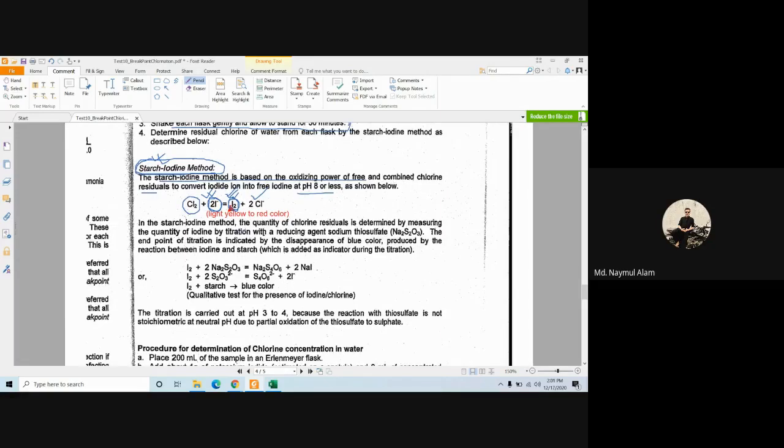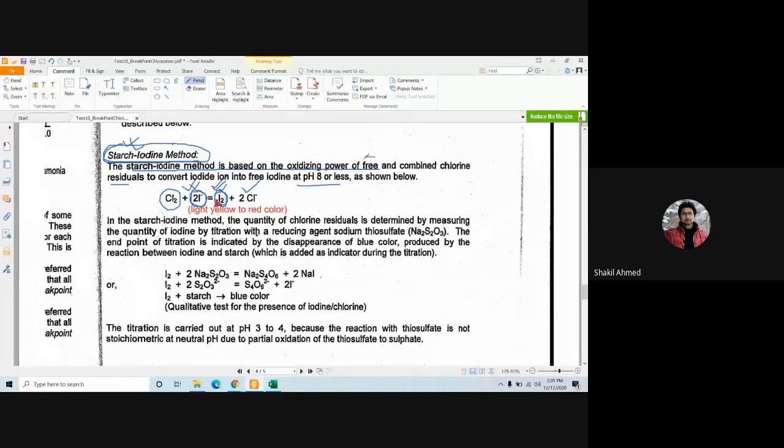This chlorine can be free chlorine, that means HOCl or OCl, or combined chlorine, like monochloramine or dichloramine. If this is free chlorine or combined chlorine, then it has the power to convert iodide ion to iodine and chloride. Now, if you can calculate this iodine amount, then you can calculate the chlorine amount. Is it right? So our objective is to calculate the chlorine. Therefore, our objective is to calculate the iodine here.